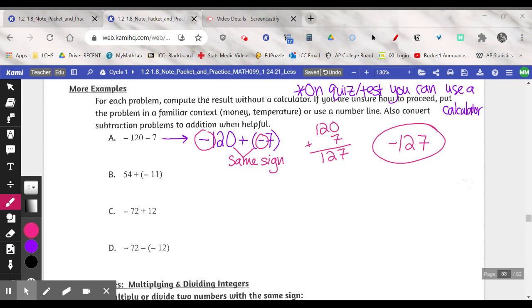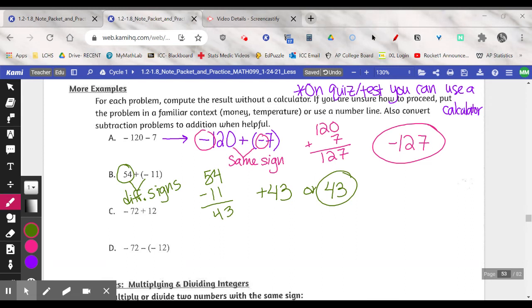For B, this one is already an addition problem, so I don't need to change it. These ones have different signs. So if I have different signs, I'm going to subtract the larger minus the smaller, and I get 43. The next thing I want to do is look at the tug of war, which one is going to win as far as positive or negative. So 54 would be farther away from 0 than negative 11, and that one is positive, so my answer is positive 43.